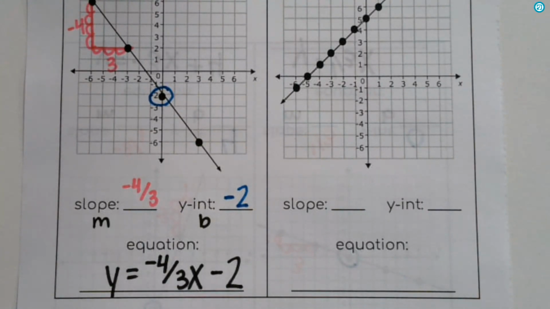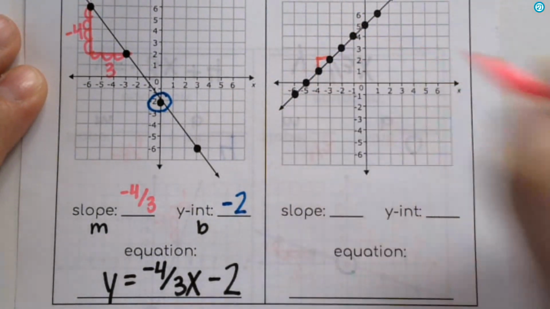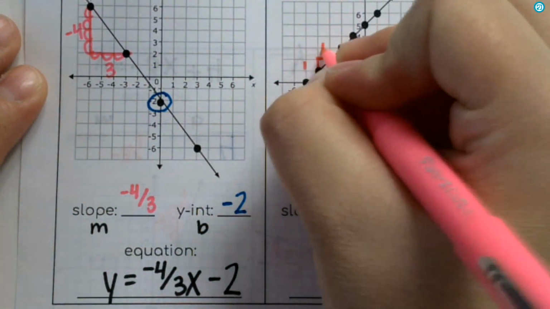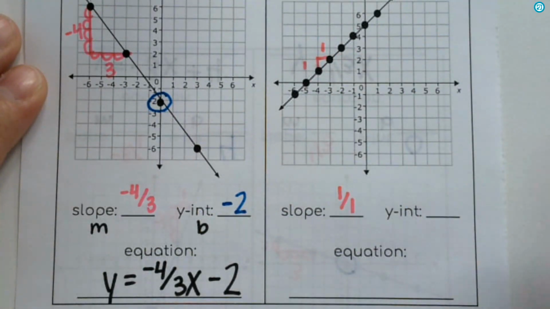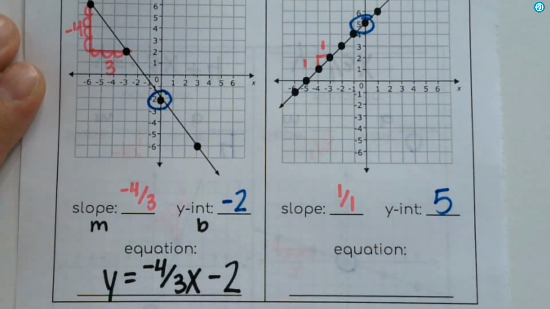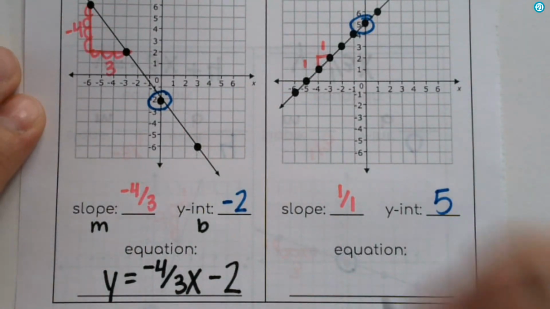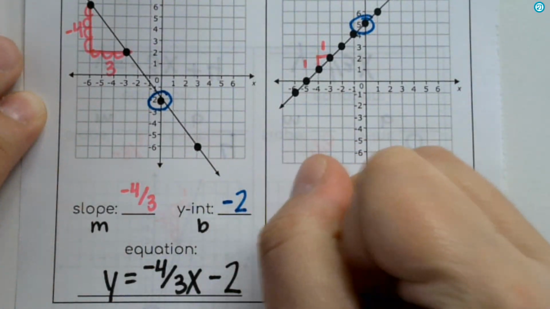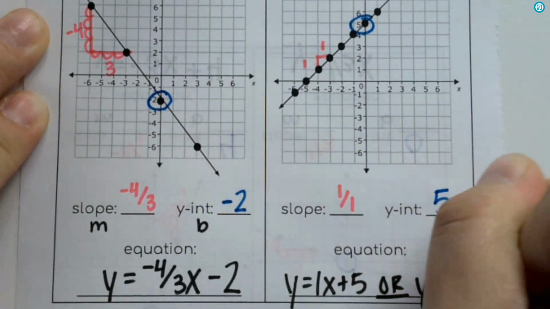Okay. Very last one, when we see a slope that looks like this, how much am I going up and how much am I going over? 1 and 1. So my slope on this one is just 1/1. And then my y-intercept is up here at 5. So for this one, you could write your equation as y equals 1x plus 5. Or you could also just write y equals x plus 5. Either of those are fine.